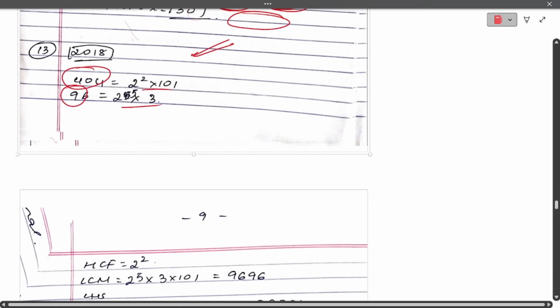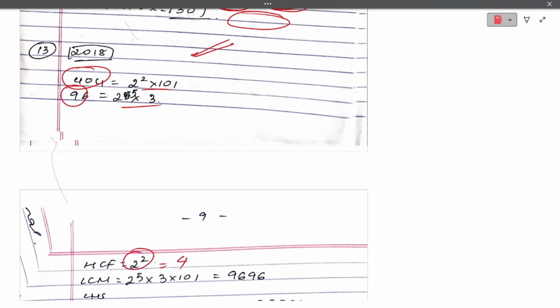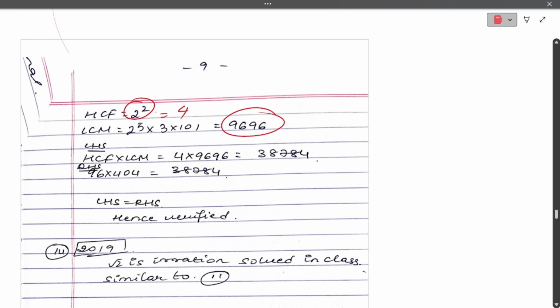So here what's the HCF? Highest common factor is 2 square, that is nothing but 4. LCM will be 2 to the power of 5 into 3 into 101, which is 96. So now we will go for HCF into LCM. If you do 4 into 96, you will be getting 38784.